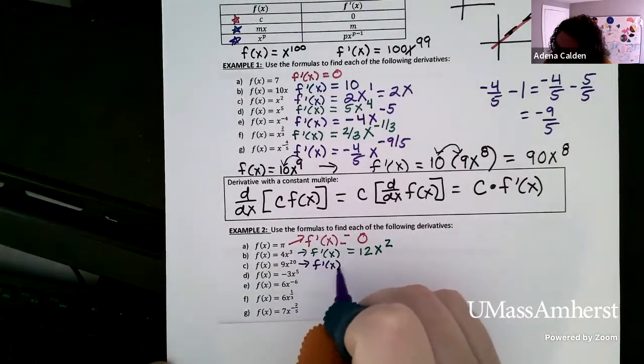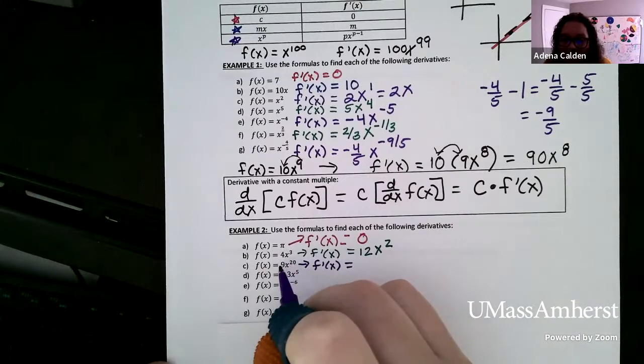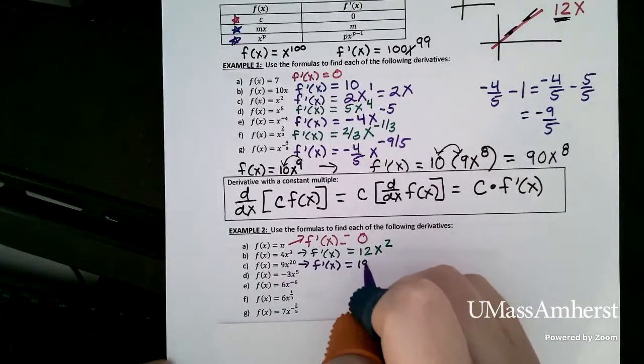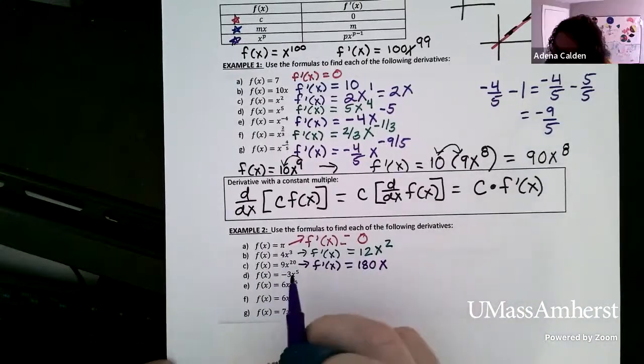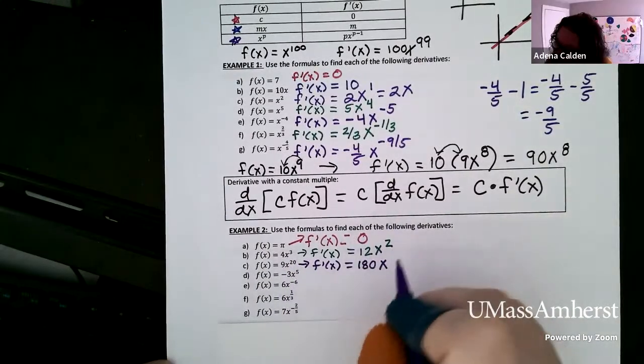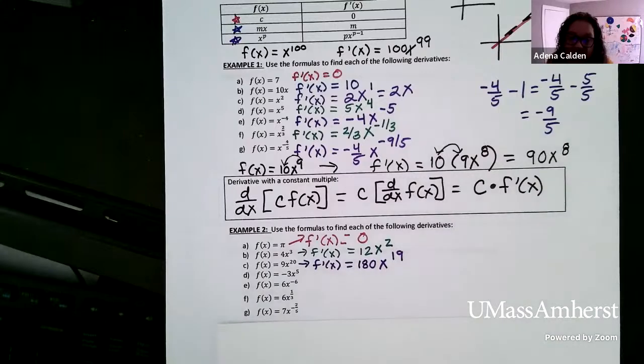So when we take the derivative here, we're getting a pretty big number. We have 20 times 9. So 180x. And now we subtract 1 from the power. So that's to the 19th power.